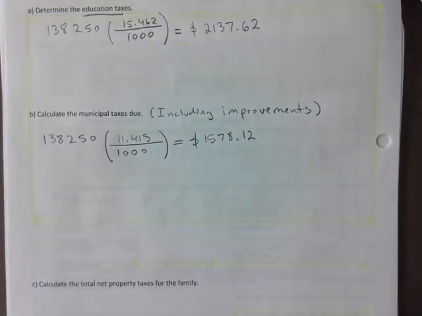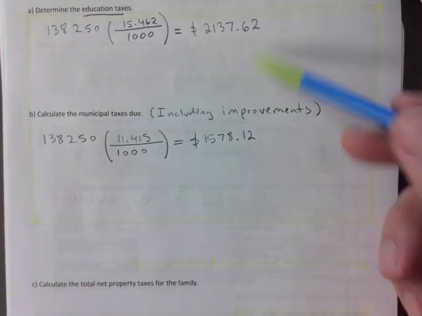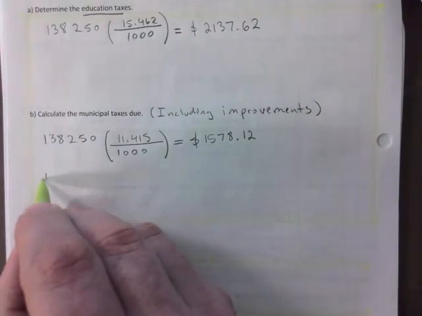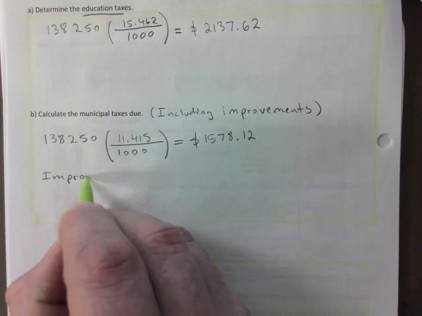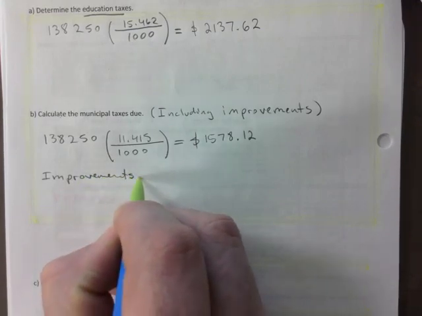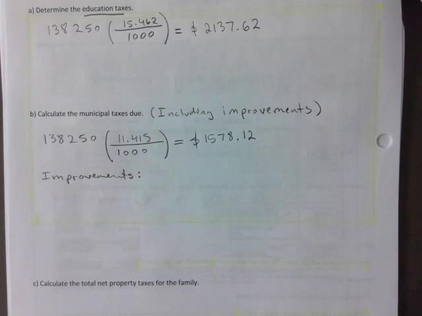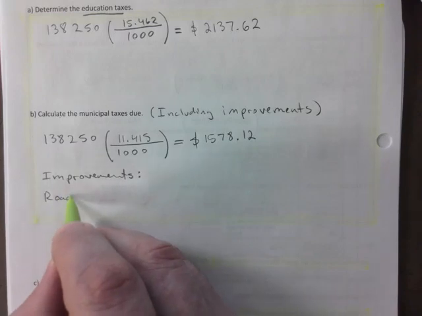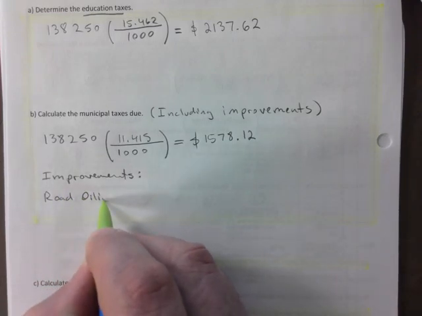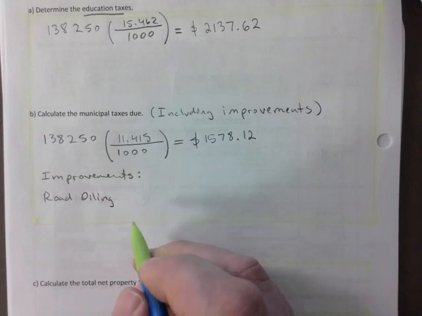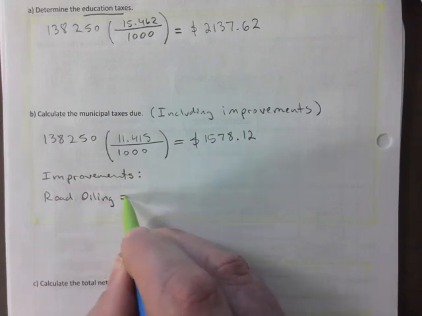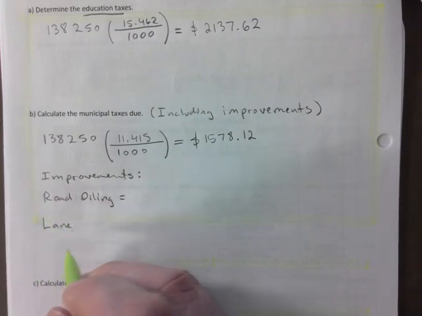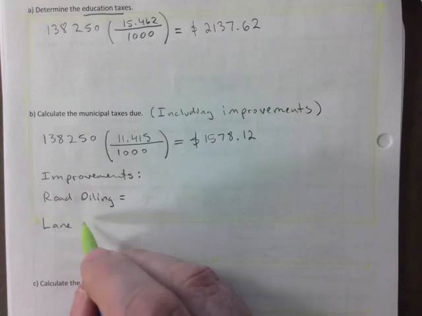So technically this could be it. It could be just education, municipal, we're done. But there are improvements, so I'll do that here. Improvements. What improvements are there in particular? They have road oiling, just in case it's a squeaky road. I don't know what that is. Lane light, but it is actually from the city of Winnipeg. And I'll tell you later on what I think it is.